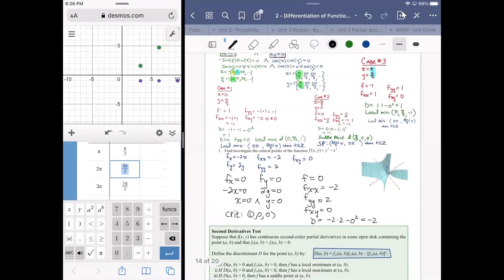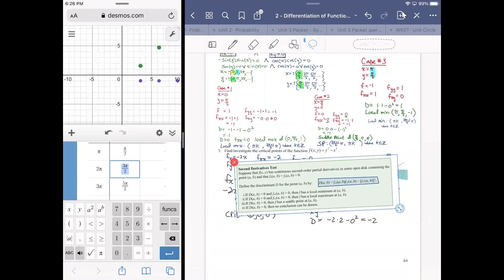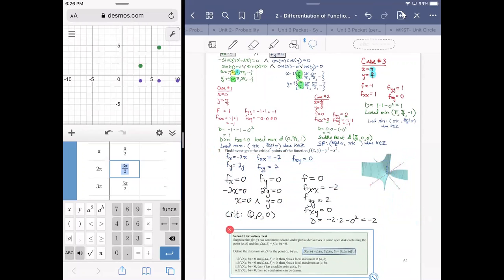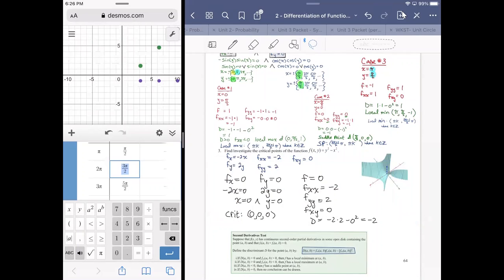Oh, well, I kind of shoved this down here, but then I never resized it. The only thing that you never want to see happen when it comes to the second derivative test is you never want the d value to be a 0, because that means that you just wasted your time. If the d value is anything other than 0, then you've drawn a meaningful conclusion. In this case, we have a saddle point because it's negative.